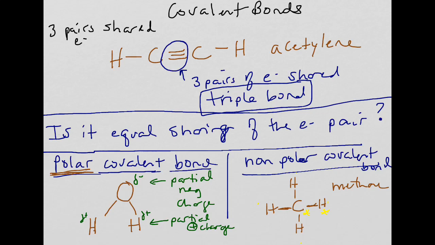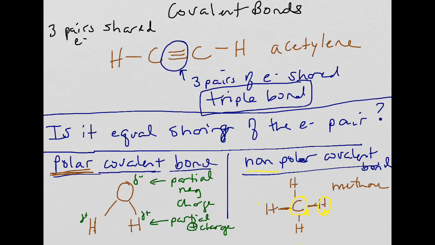There's no charge here. If we were to actually tag one of those electrons and follow it around and measure the amount of time that it spends at any one place, you would find 50% of the time it's around the carbon and 50% of the time it's around the hydrogen, pairs of electrons. Okay? We would see that they spend equal amounts of time there. So we say this is nonpolar. You don't see any charges.